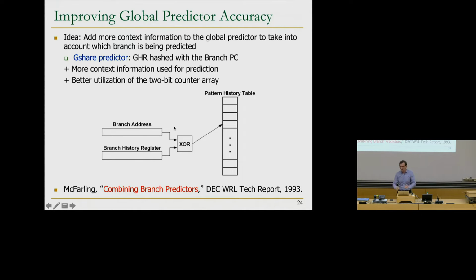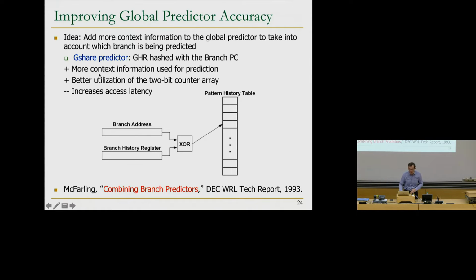So this is one example of adding more context information to use for prediction. This also enables better utilization of this array, because whenever you're adding more information to index into some structure, you're also randomizing the indices. As a result, you get a better utilization of this pattern history table, of the 2-bit counters. Of course, the downside is it increases latency, because now you have an XOR gate, or bitwise XOR, before you index into this pattern history table. I just want to give this because this is one example of adding more context.